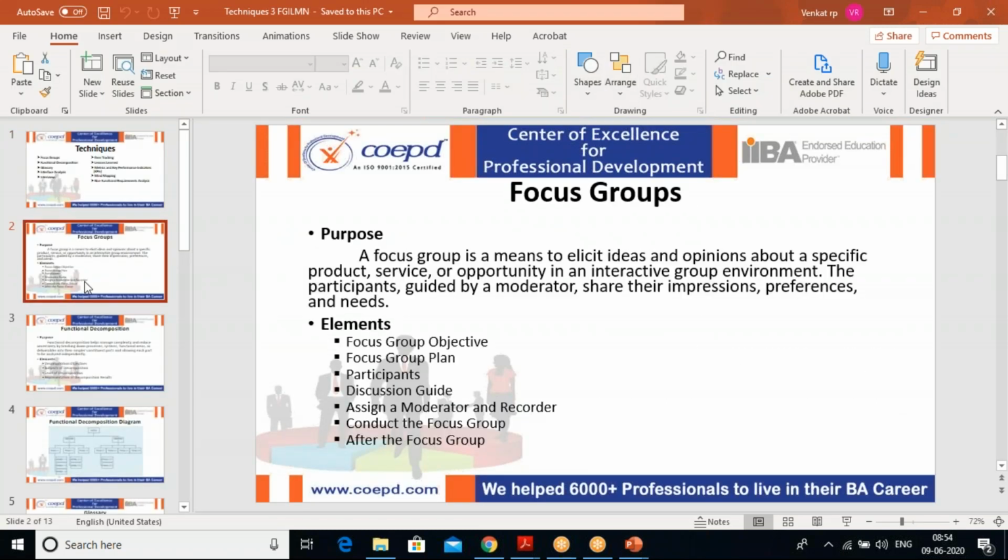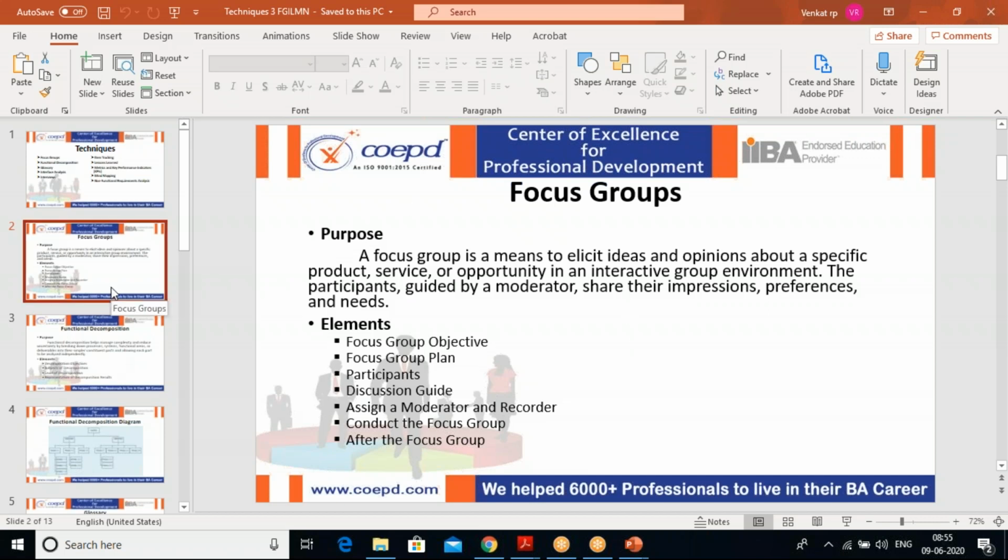Then we have focus groups. Focus groups are people who are very much aware of your product, service, or opportunity, and they'll be giving you ideas and opinions on how to improve the particular process or project. It will be a group environment, and everybody will be giving their ideas. One expert will be there giving some suggestions, and these people will be guided by that moderator, so we take the requirements in the right way. They will be sharing the ideas in the right way.